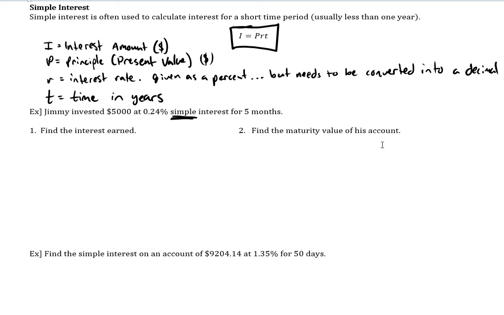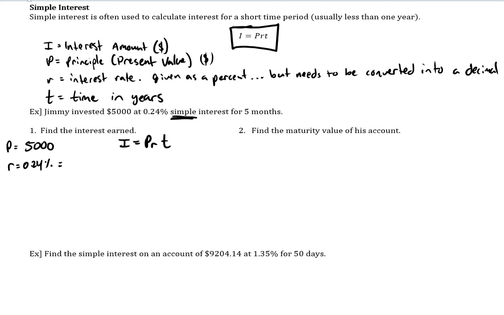In this example, it says Jimmy invested $5,000 at 0.24% simple interest for 5 months. Find the interest earned. Right here, we'll get all of our variables down. It is simple interest. I'm going to put all my variables on the left, and put our formula here: I equals PRT. Jimmy invested $5,000, so that's the present value, or the principal, our capital P. The interest rate is the R.